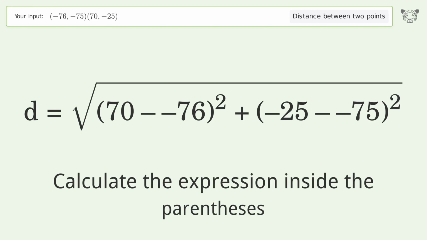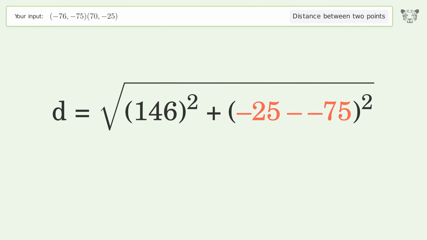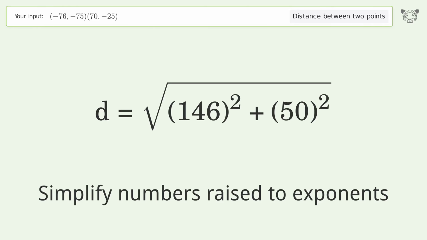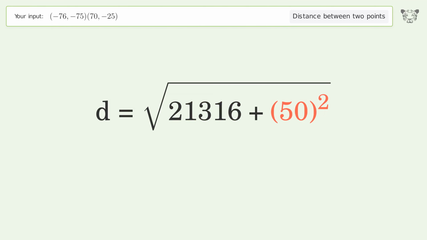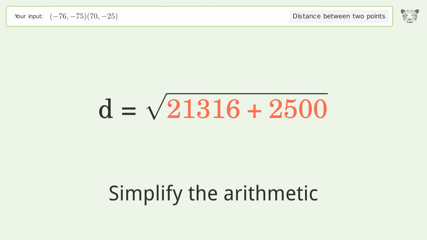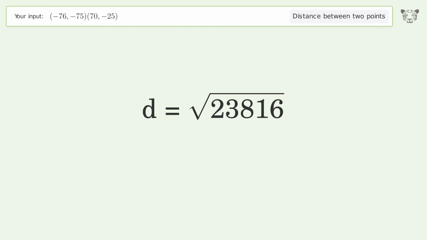Calculate the expression inside the parentheses. Simplify numbers raised to exponents. Simplify the arithmetic. And so the distance between the 2 points is the square root of 23,816 or 154.324.